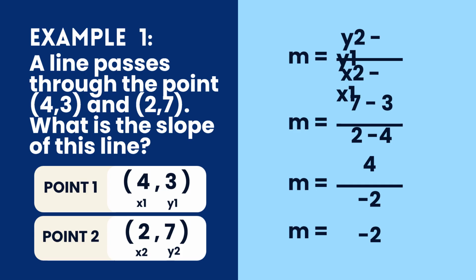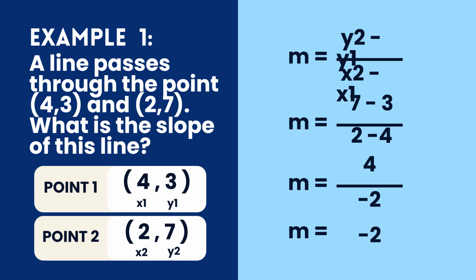And so you have 2 points here, so y2 would be the y in your second point. So we would have 7. For y1, it would be the y in your first point, so that would be 3. So on the top, you'd have m equals 7 minus 3. On the bottom, we have x2 minus x1. Well, x2 would be the x of your second point, so that's 2. And then x1 is the x of your first point, which is 4. So that's 2 minus 4 on the bottom.